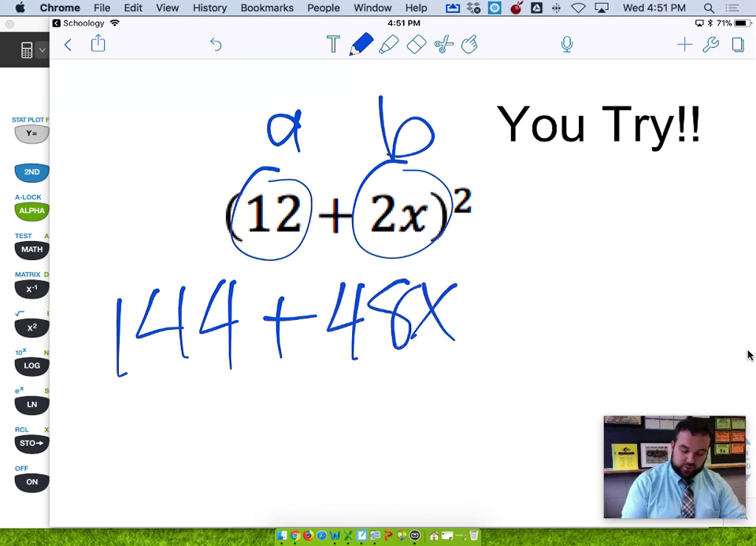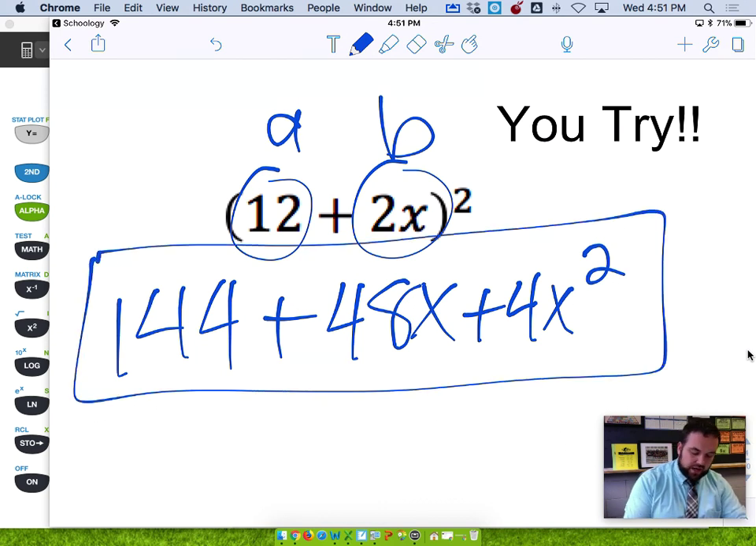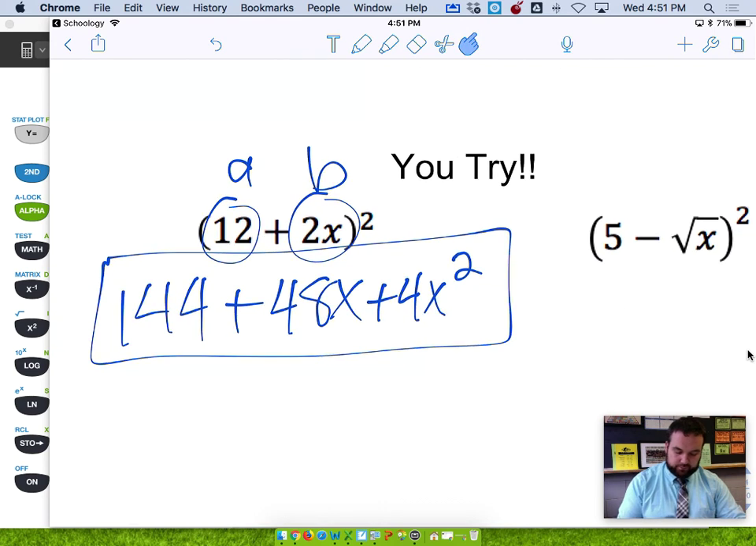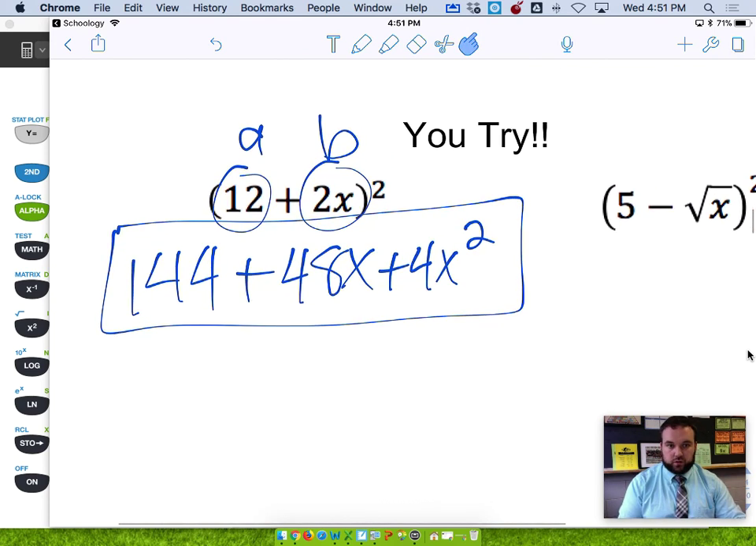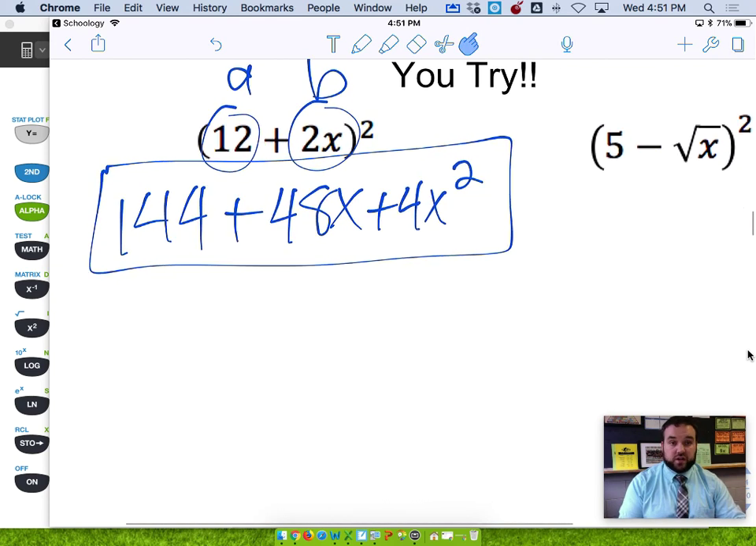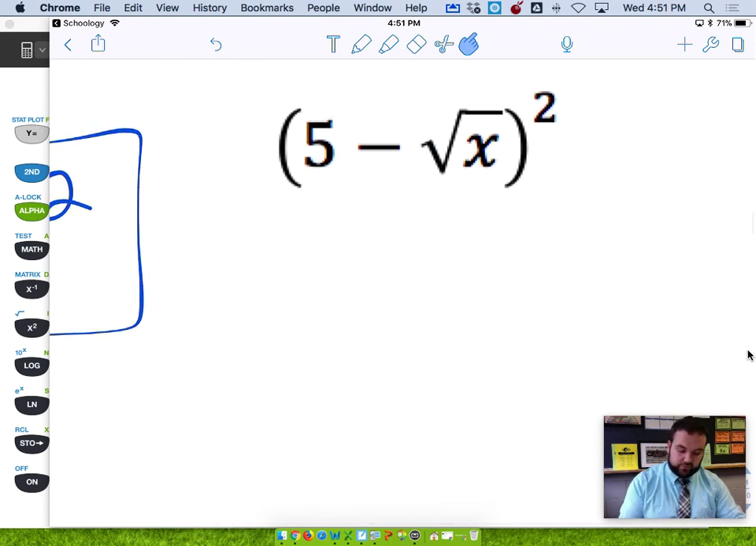And then finally, I'm going to square B, or square my second term. So 2x times itself would be 4x to the second power. Right now, we're not doing anything with this. You'll see how this ties back in a little bit. But that's what I would get if I were to FOIL 12 plus 2x times itself.